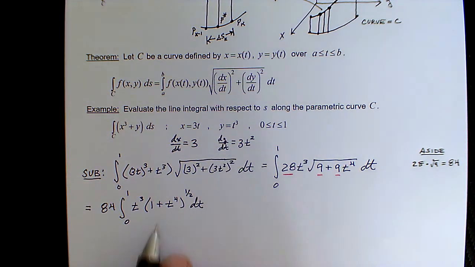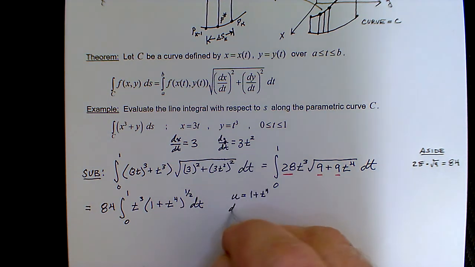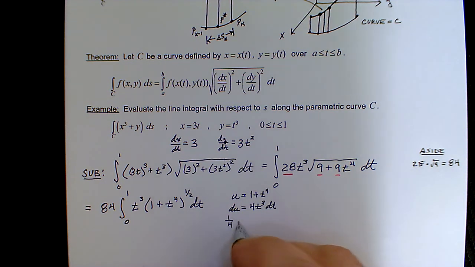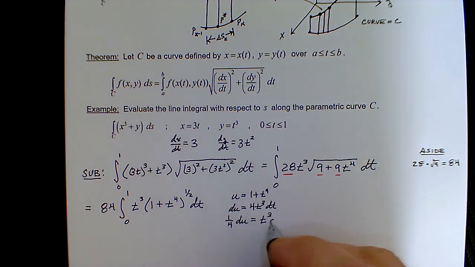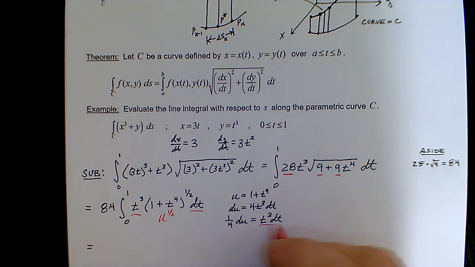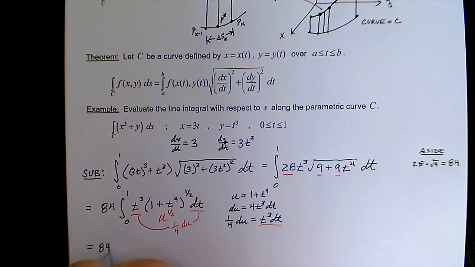Okay, so now I think we could see that a u substitution is going to work. We'll take our u to be 1 plus t to the 4th, the du is 4t cubed dt, so 1/4 du is t cubed dt, and making the change of variables, here's u to the 1/2, the t cubed dt that's left over matches 1/4 du, so we'd have the 84 times the 1/4, and I'm just going to use dummy letters here. I'll say a to b of u to the 1/2 with respect to u.